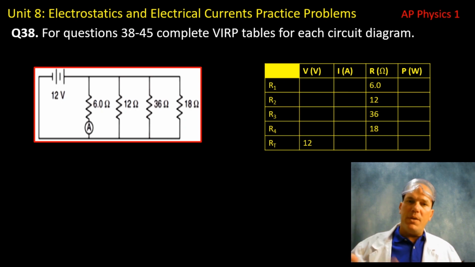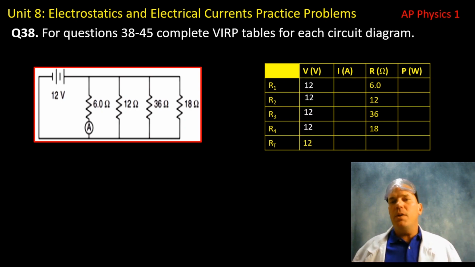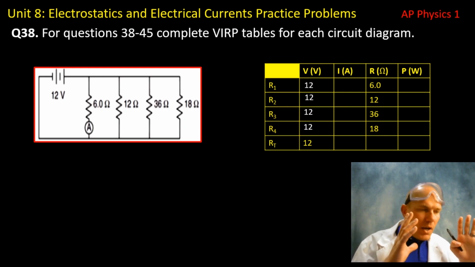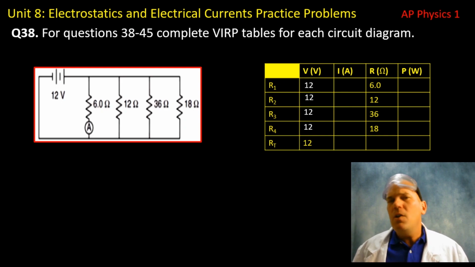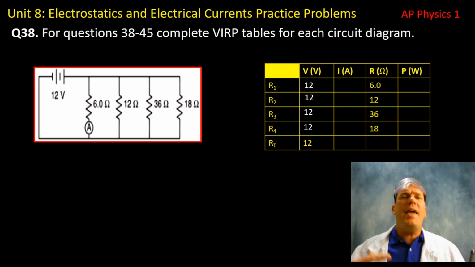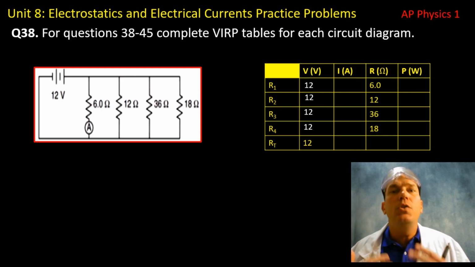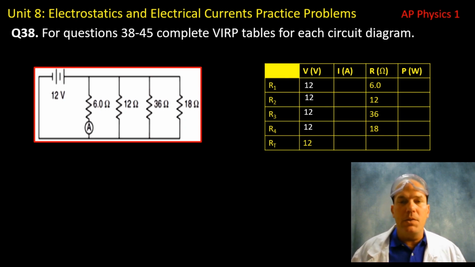Now, as you've been doing throughout the problem set, the next step is going to be to say, all right, is this a purely series circuit? Is it a purely parallel? Or is it a combination of series and parallel components? And that's going to determine your next steps on the VERP table. Here, since it's purely parallel, you can go ahead and put the potential difference for R1, 2, 3, and 4 to all be 12 volts.